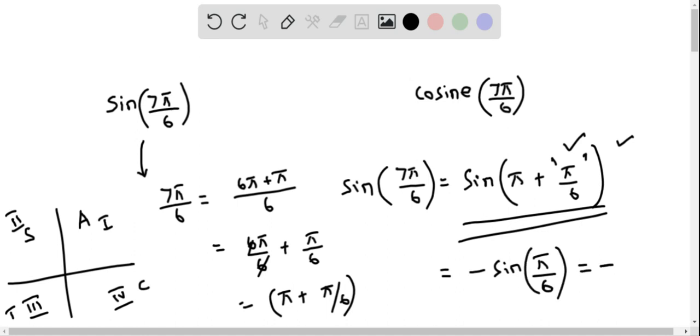So we write this as negative of sine of pi over 6. And sine of pi by 6, from the unit circle or from the table, we know that it is equivalent to 1 half, so this is negative 1 half. This is the exact value of sine of 7 pi over 6.